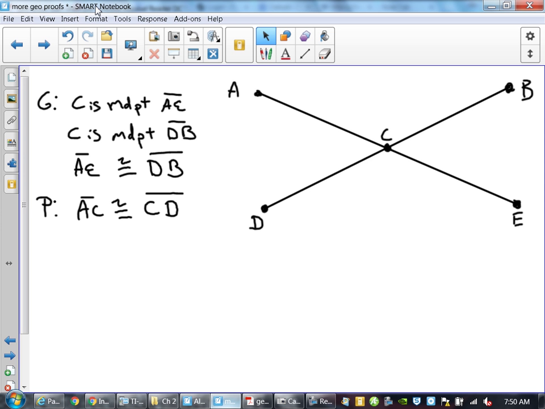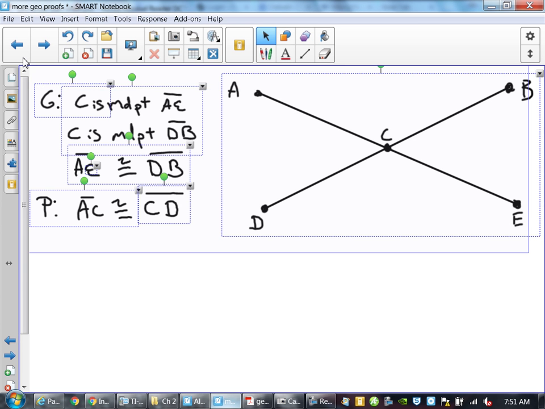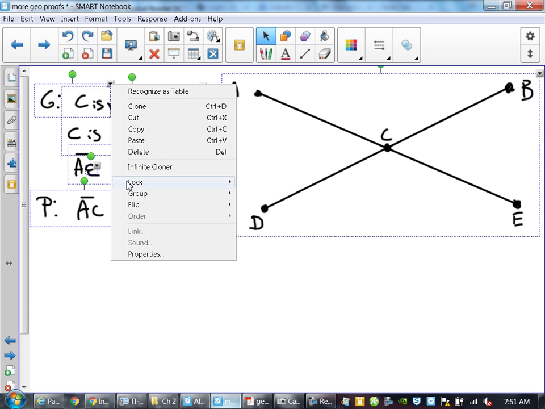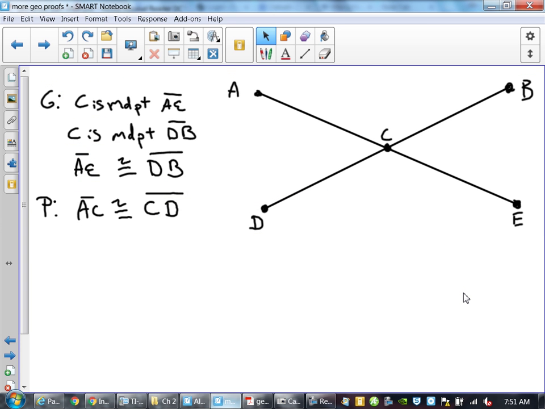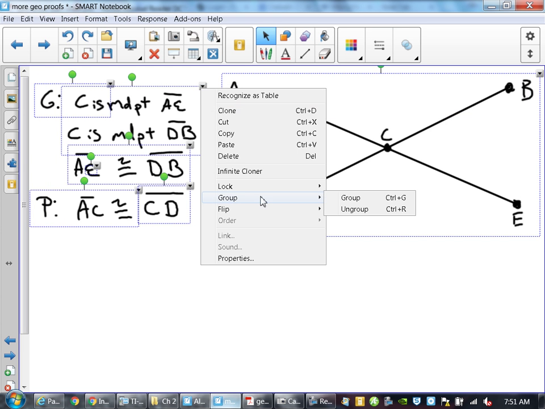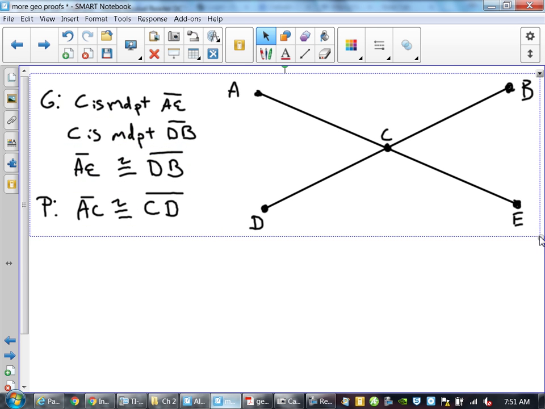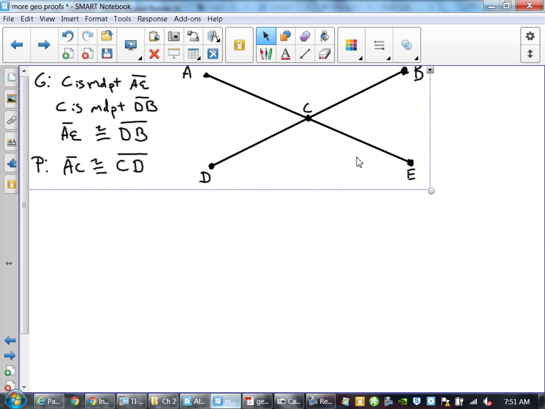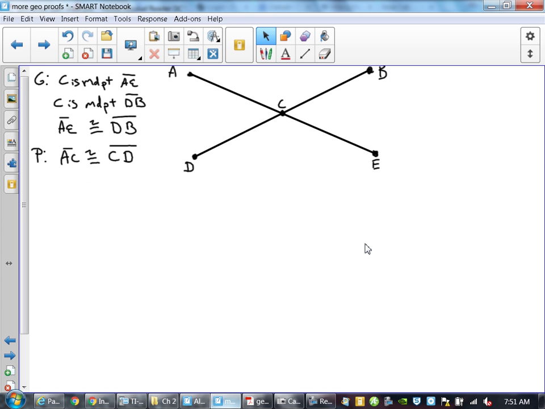I'm just going to shrink it down a little so it fits a little better. We okay? Yeah. Apparently I did not have that grouped. All right. So let me move this just a little bit so I have a little bit more space.